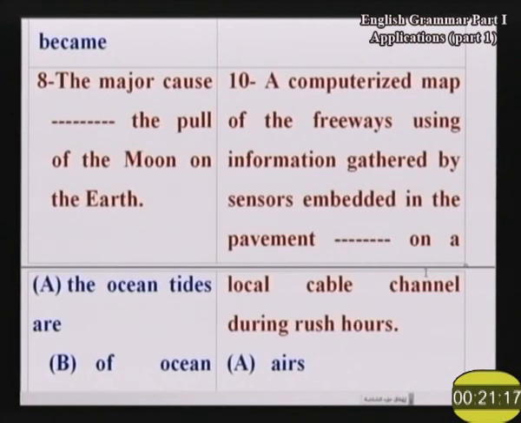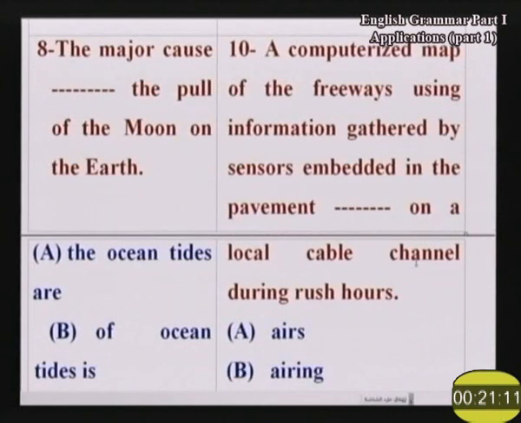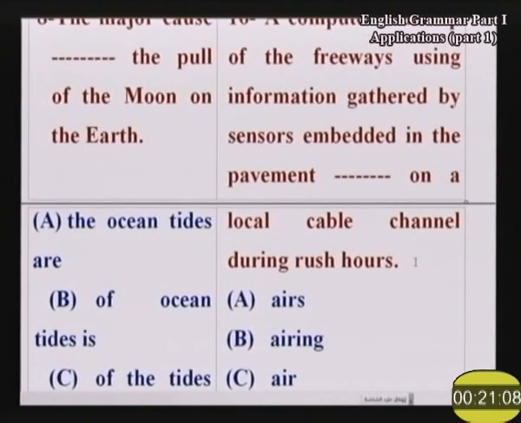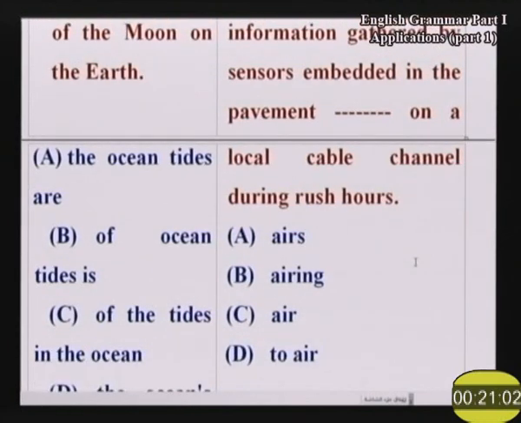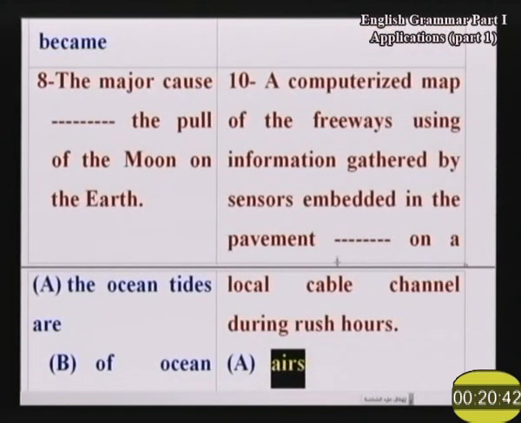طيب أنا لسه ما عنديش الفعل. A computerized map on a local cable channel during rush hours. أنا بدور على فعل. airs دي فعل؟ ممكن. ده فعل كمان ومفرد فيه اس أهو. airing is not a verb. air ده اسم مش ممكن يبقى فعل، لكن airs ممكن تبقى فعل عشان فيها اس. to air طبعا لا، يبقى هختار ايه؟ airs بيطلع على الهواء، بتطلع airs on a local cable channel during rush hour. طيب airs is the verb، يبقى this is correct.